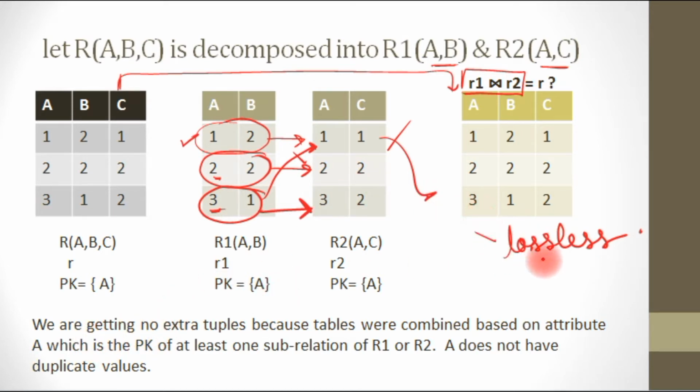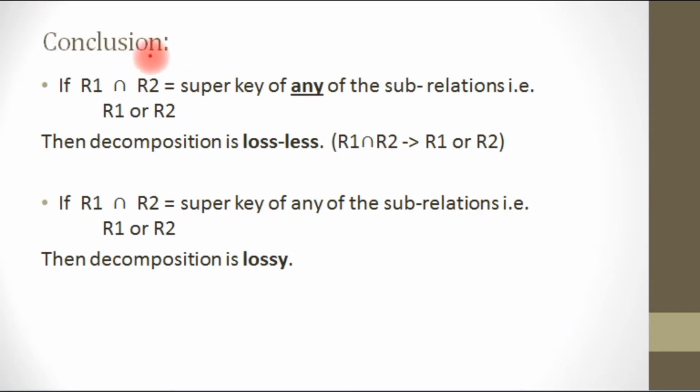Why are we getting lossless decomposition here? Because this is the common attribute A, and this common attribute A is the primary key of both the relations. That's why we are getting lossless decomposition. And moreover, you can see here A does not have any duplicate value. The conclusion is, if the common attribute between two subrelations is the super key of any of the subrelations, that is R1 or R2, then the decomposition is lossless.